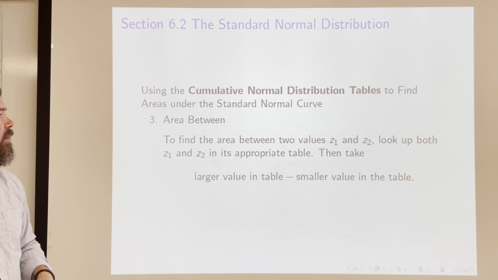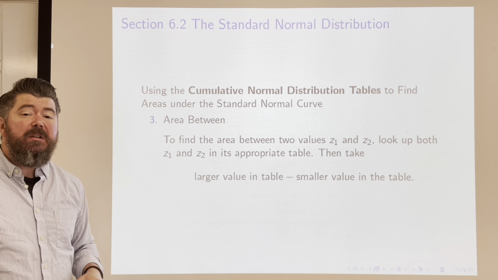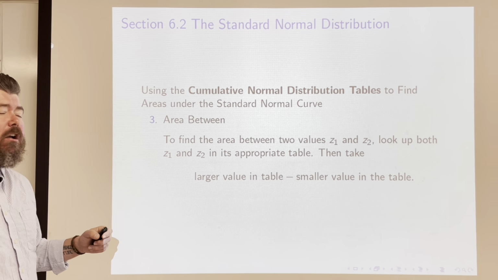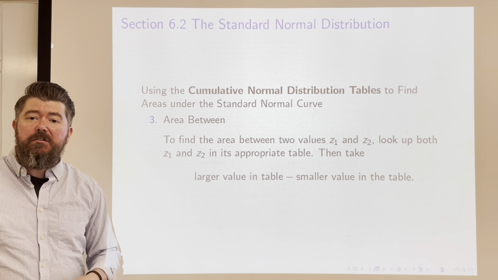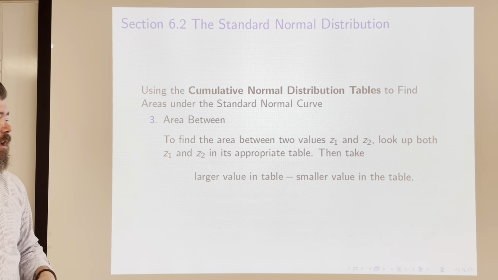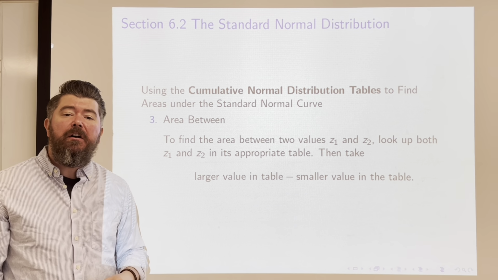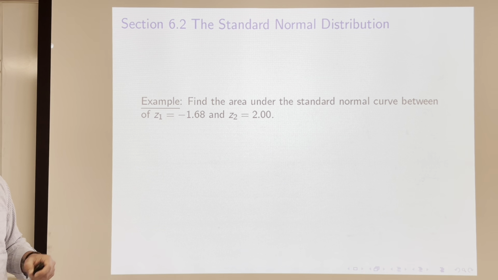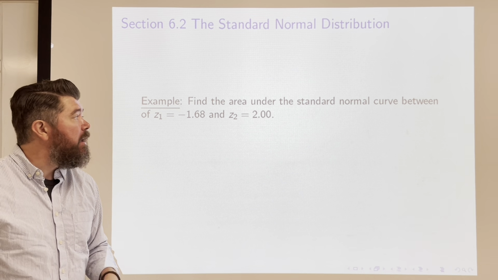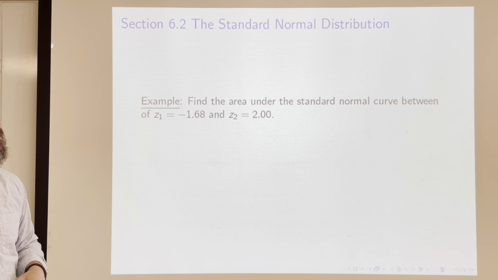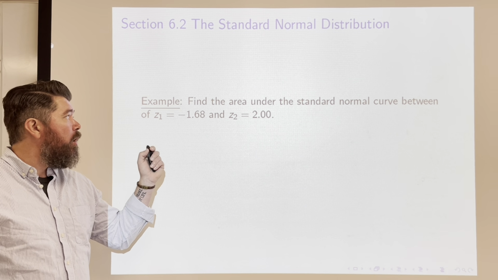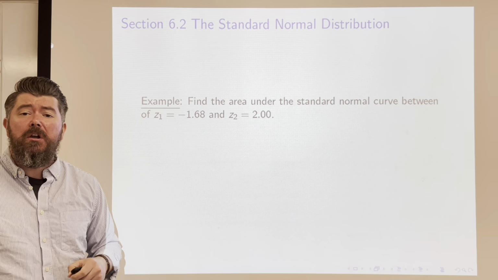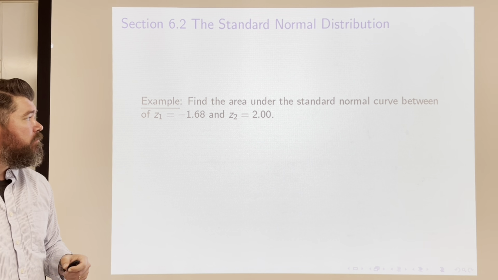Finally, area between. To find the area between two values, we'll label them Z1 and Z2. We look up both values, Z1 and Z2, in their appropriate table. Then we take the larger value in the table minus the smaller value in the table. Let's again look at an example. Find the area under the standard normal curve between Z1, which is negative 1.68, and Z2, which is 2.00.